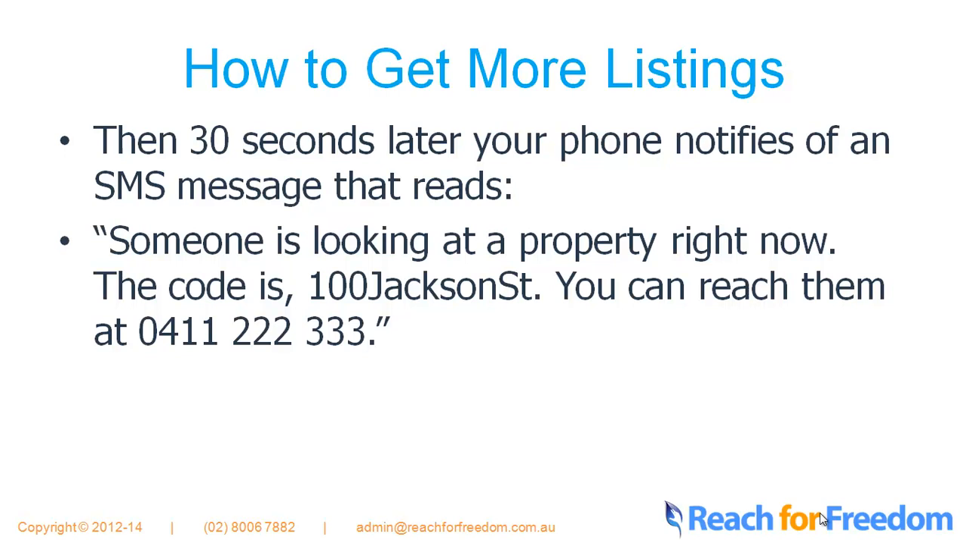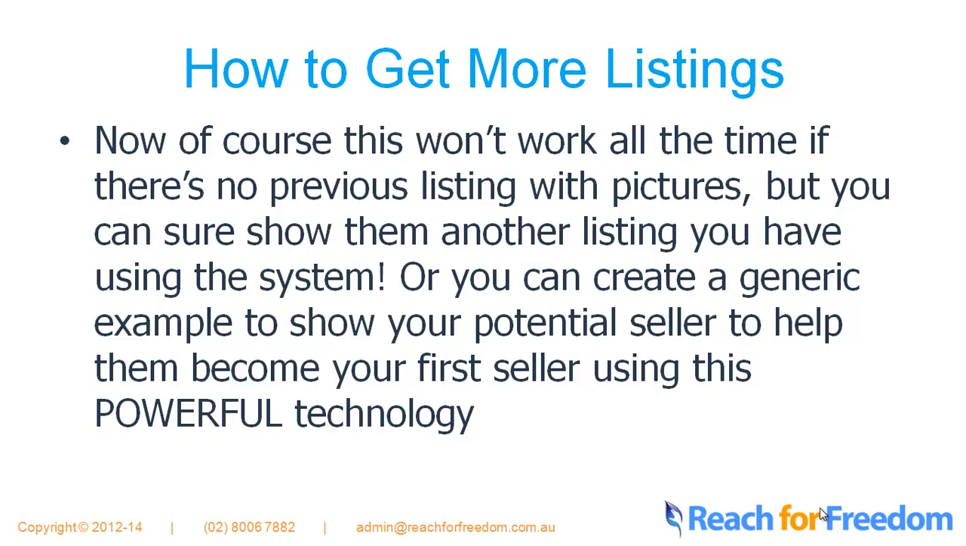Okay, so I just made that code up. That code could be for a property which is at 100 Jackson Street. Whatever, it's totally up to you how you want to structure your codes. Now, of course, this won't work all the time if there's no previous listing with pictures, but you can show them another listing you have using the system, or you can create a generic example to show your potential seller to help them become your first seller using this powerful technology.